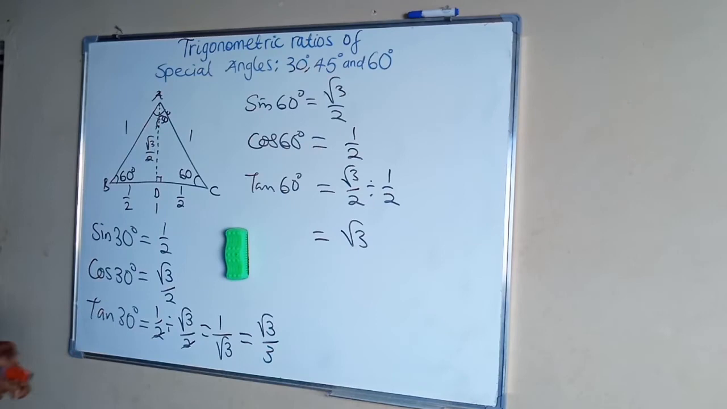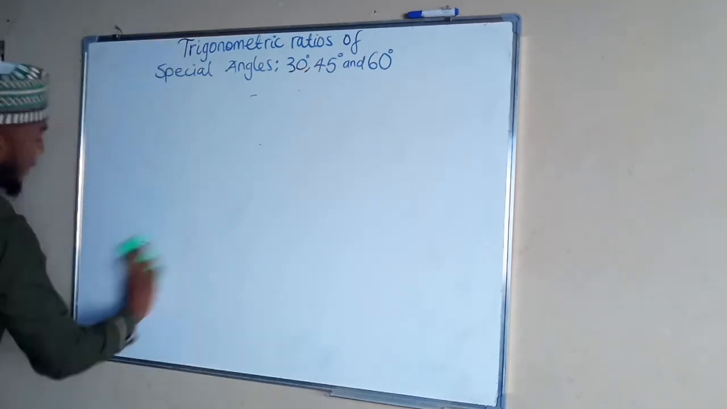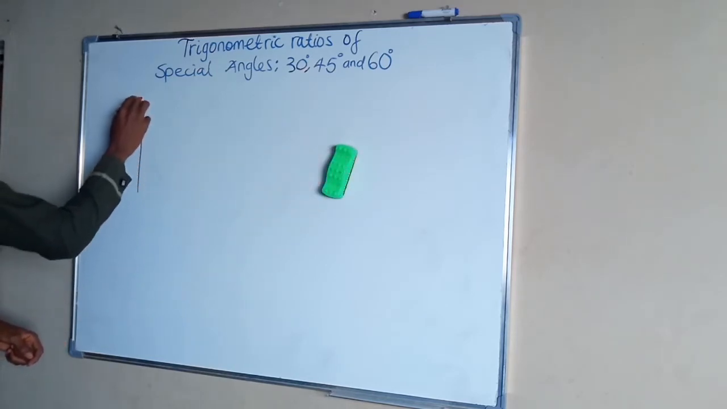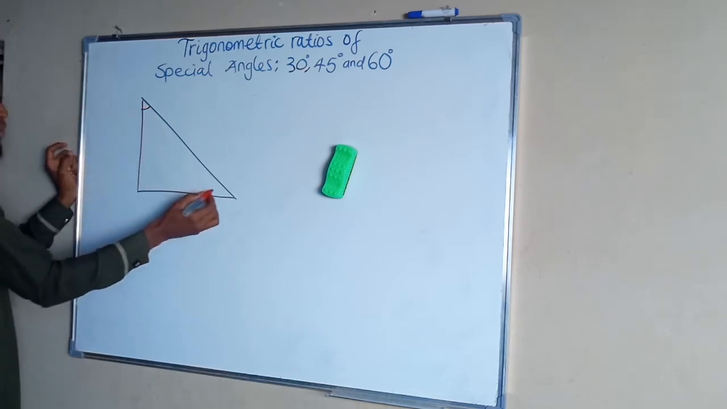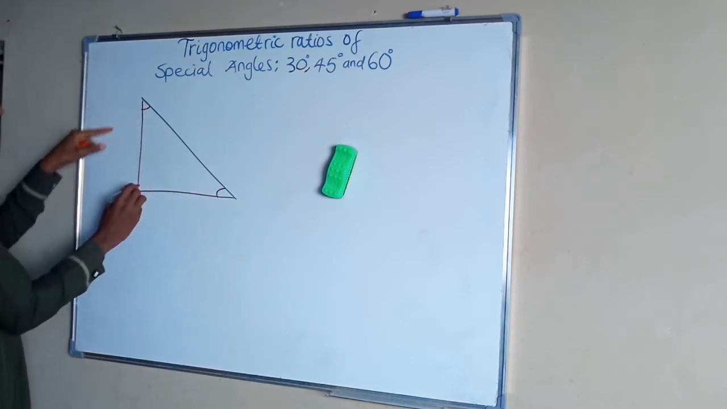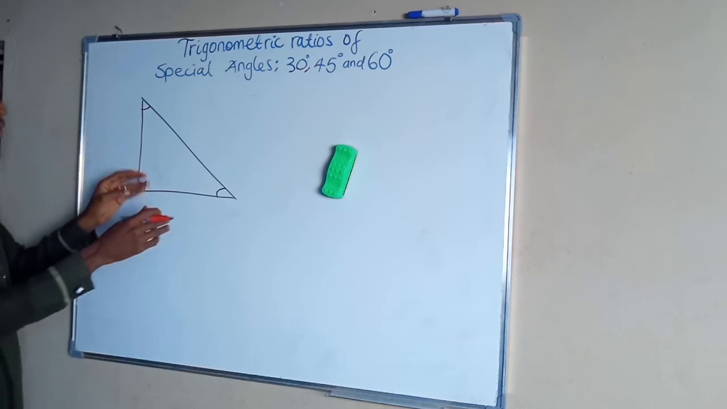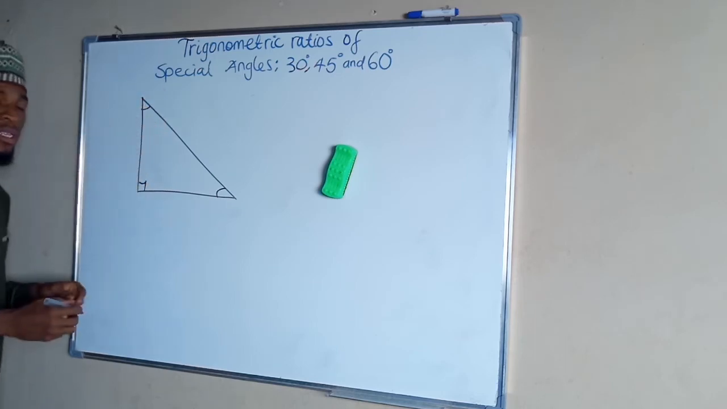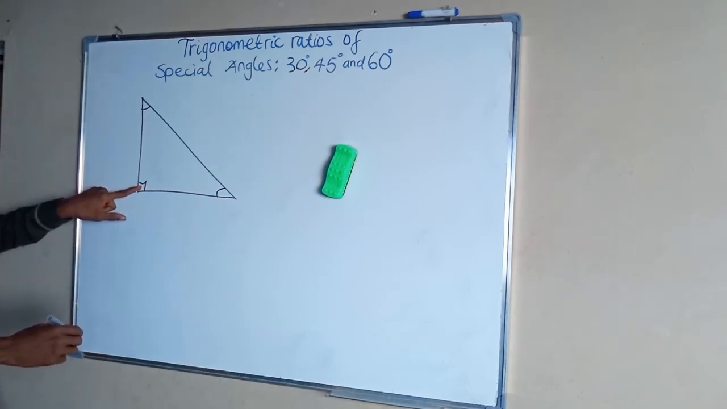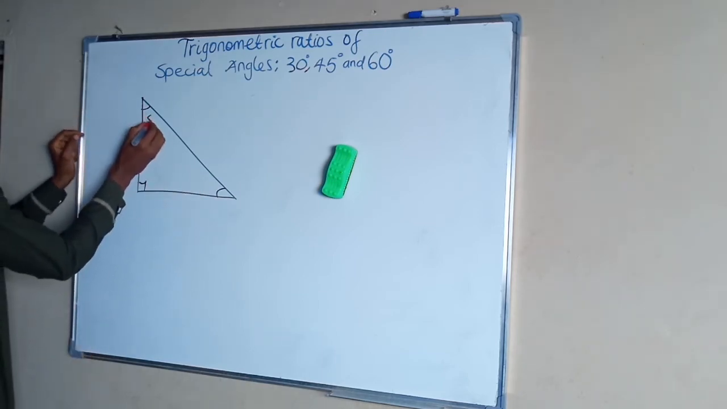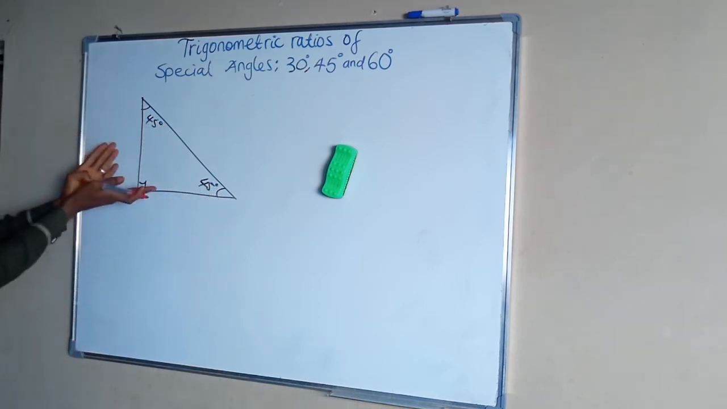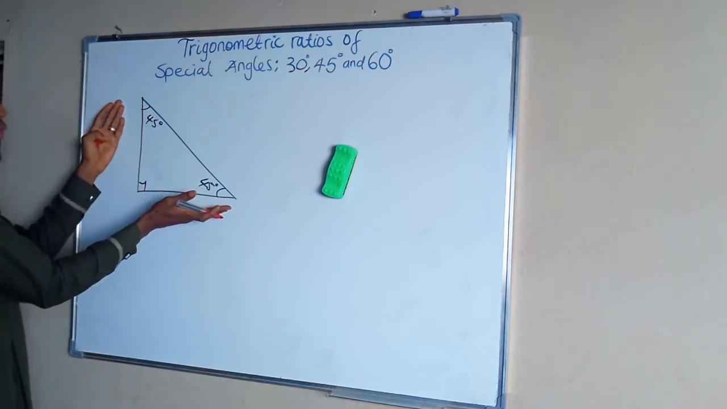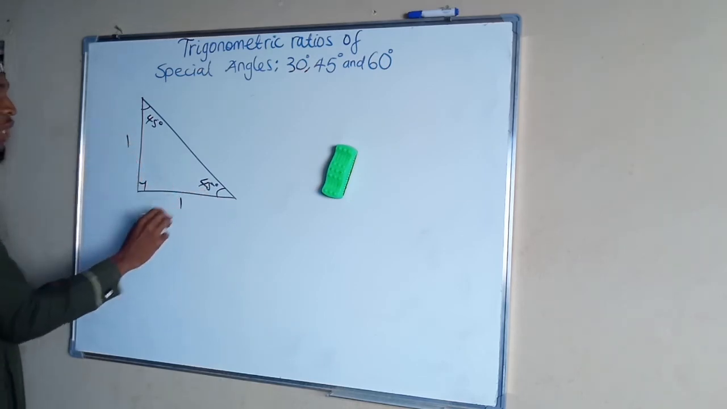Let us move now to the ratios of the angle 45 degrees. Suppose we have an isosceles right angle triangle. An isosceles triangle has equal base angles. This angle and this angle are the same. The sum of the interior angles of a triangle is 180, and we have 90 degrees. If you divide the remaining 90 equally, you end up having 45 degrees each. And the opposite sides are also equal, therefore their ratios will be 1 to 1.